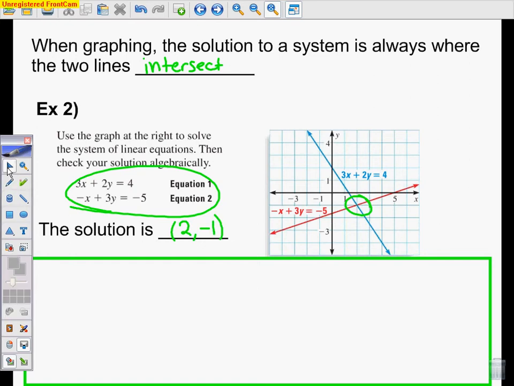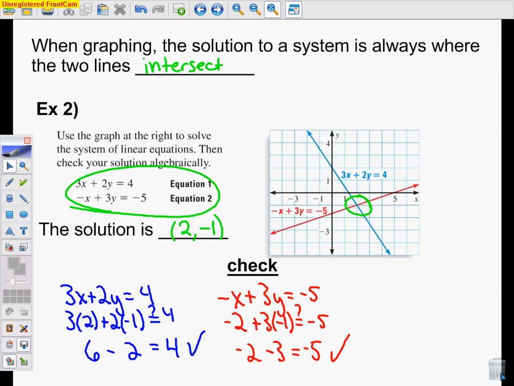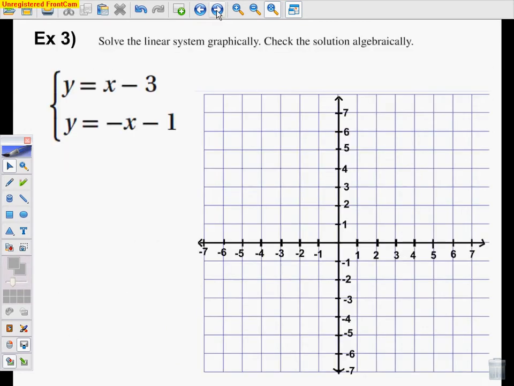Now, you should always check your answer when you're solving a linear system. And here's my check down here. If you need to make sure that you could do that correctly, you might want to pause the video and go through that. Now, here, I gave you a linear system, but I didn't graph it. So what do you think you have to do? Right, exactly. You have to graph it yourself.